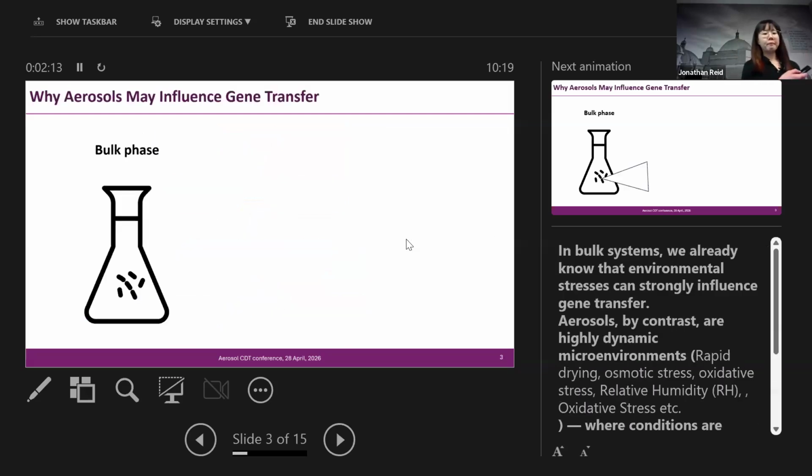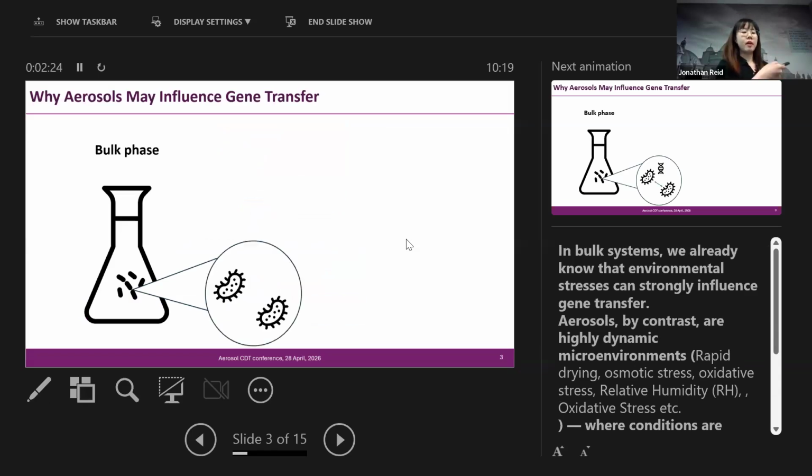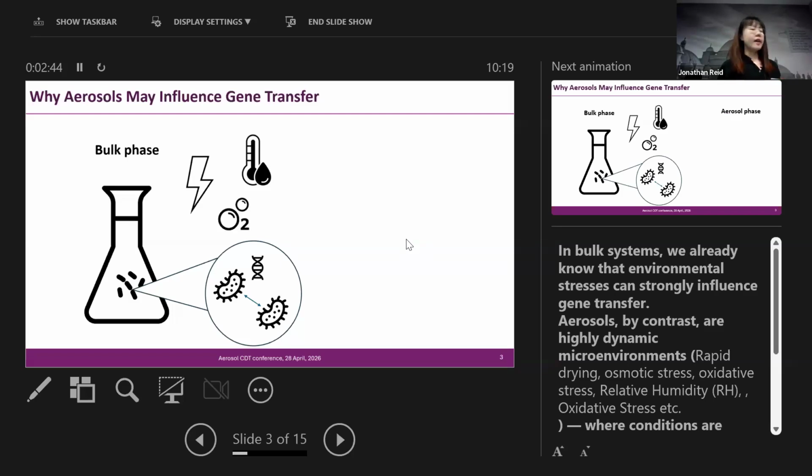Okay, so keep going. Basically, in the bulk phase, we already know that gene transfer can happen in bulk liquid between bacteria. We also know that a lot of factors, like oxidative stress, temperature, or relative humidity change, will affect the gene transfer efficiency. And oxygen will also affect the abundance of antibiotic-resistant genes in the bulk phase.